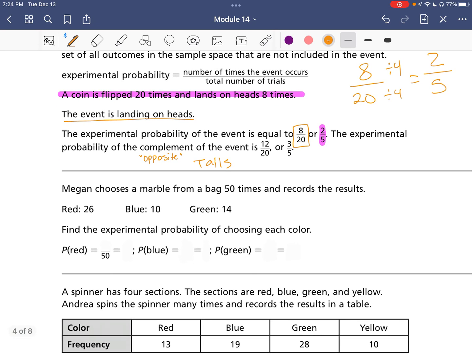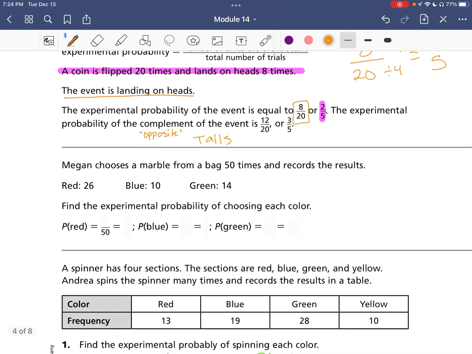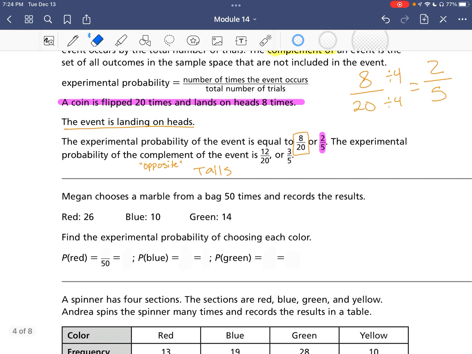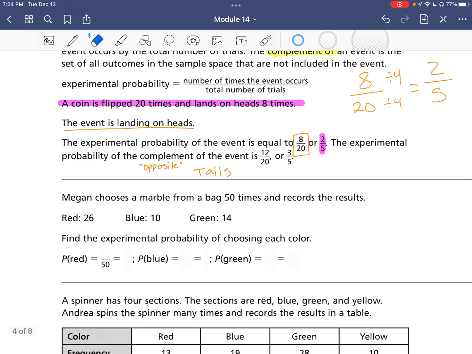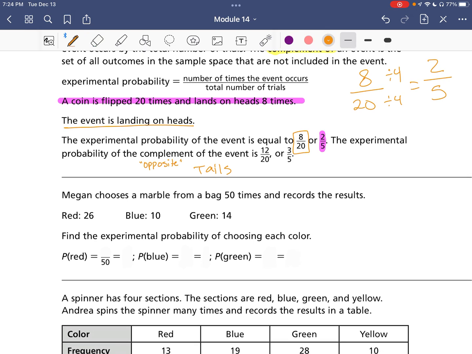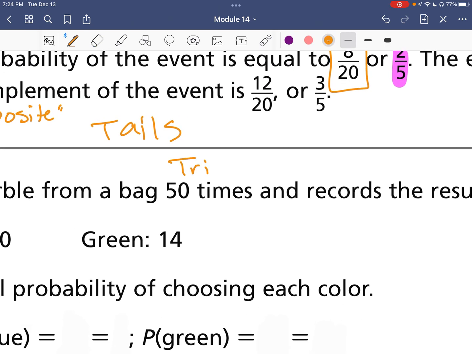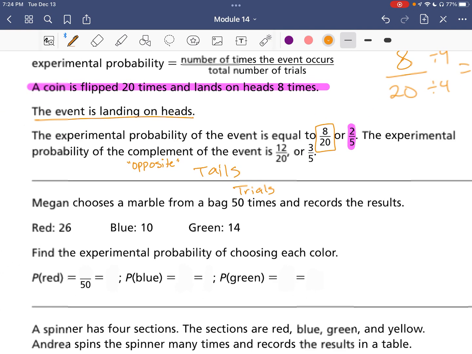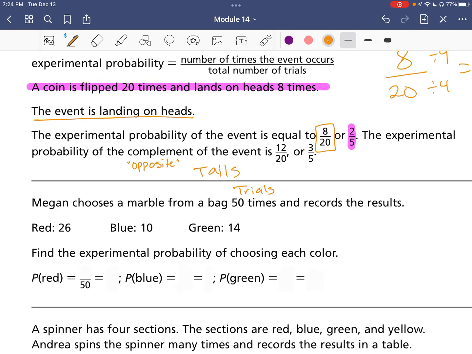All right, so we have Megan, and she chooses a marble from a bag 50 times and records the results. So out of the 50 times, so here's our total number of trials. So here's our trials, 50 times, and then she records the results. So 26 times she got red. So 26 out of 50 was red.